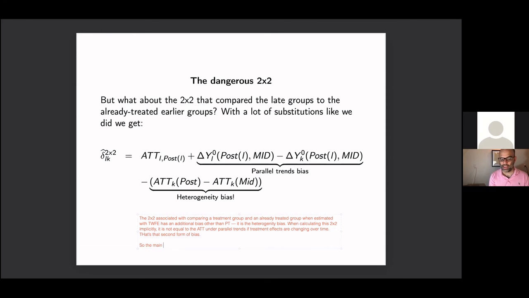So the main problem with two-way fixed effects is that because it implicitly calculates a 2x2 comparing treatment groups to earlier treated units, if those earlier treated units have dynamic treatment effects in them, then that 2x2 will have additional sources of bias, both parallel trends and heterogeneity bias. It's really heterogeneities in treatment effects that two-way fixed effects does not handle well without adjustments. You have to somehow adjust for it.